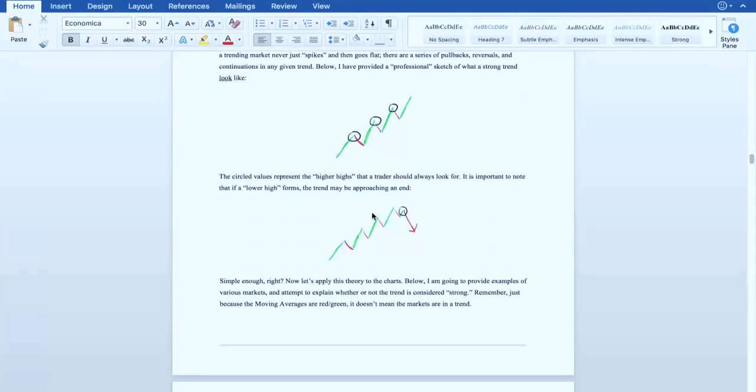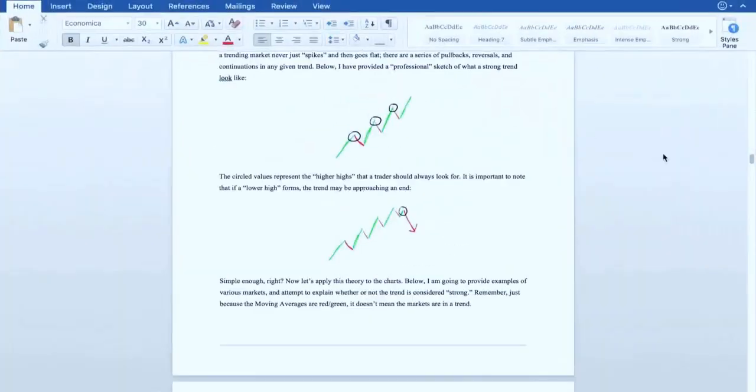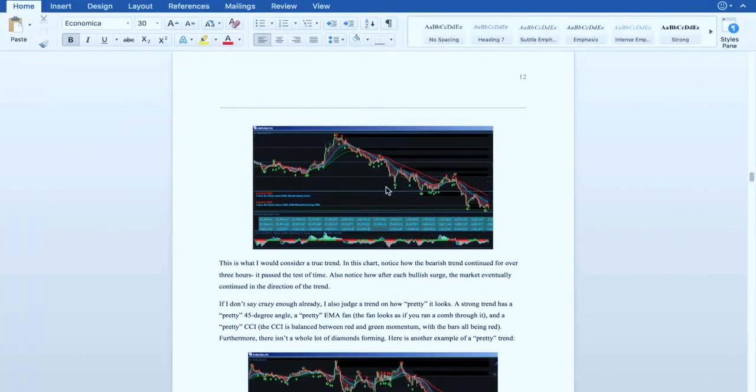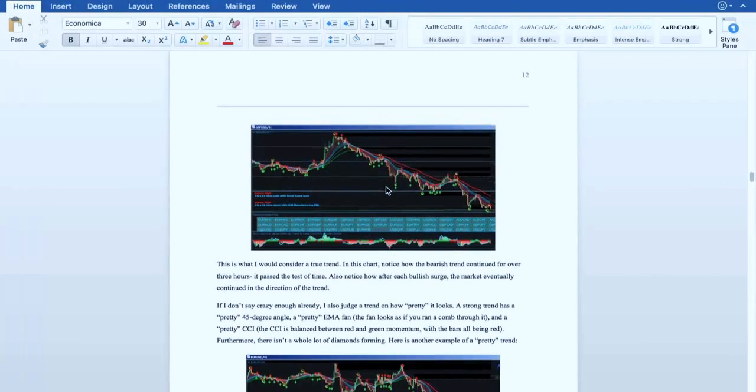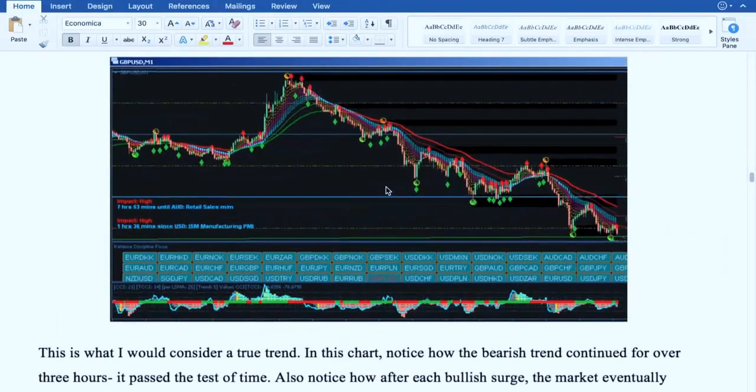Like I said, you want to catch the pullbacks. And so there are a number of ways you can identify strong trends. And I've got a really clean example in one of these charts. A strong trend is slow and steady. There's not like huge spikes or anything. There's not any huge candles.